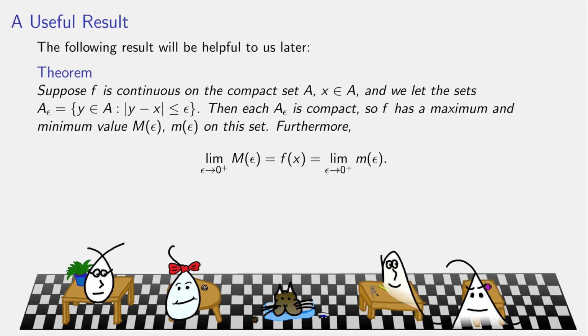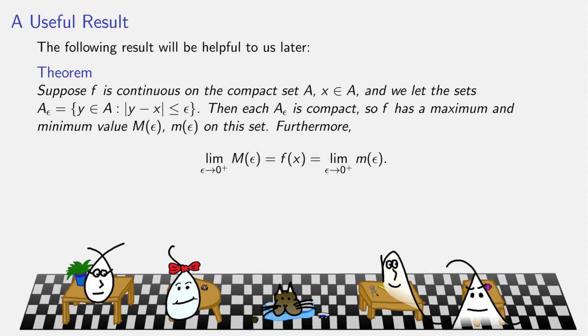Now here's a nice useful result. It's not the most amazing result, but we're going to rely on it at a very important point later in the course. Suppose f is continuous on a compact set A, x is a point in A. I define a bunch of sets. For any positive epsilon, I define A sub epsilon to be all the points in A whose distance to x is less than or equal to epsilon. So I claim each A sub epsilon is compact.